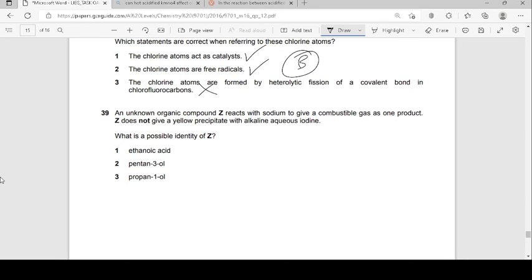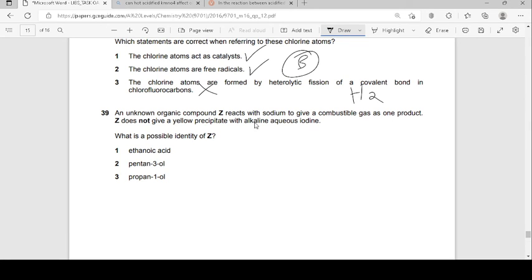An unknown organic compound, so number 39. An unknown organic compound C reacts with sodium to give a combustible gas as one product, and I would be smart to assume that it's H2, okay, because I have a lot of chemistry questions and chemistry stuff. Get sort of chemist's intuition, obviously it's in page 2, okay?